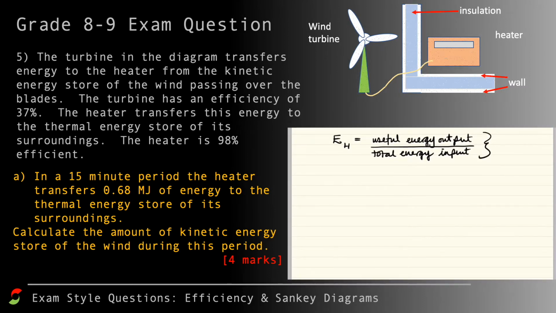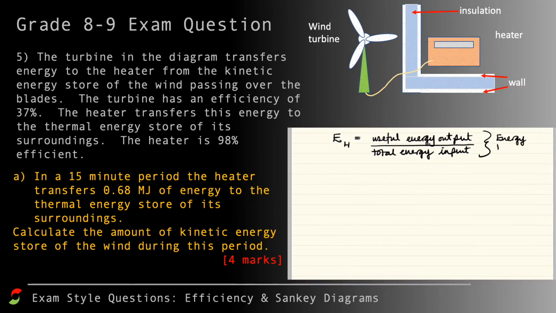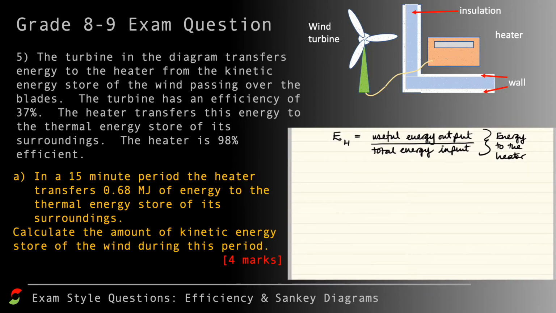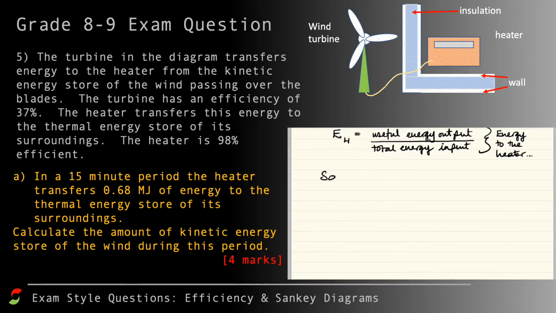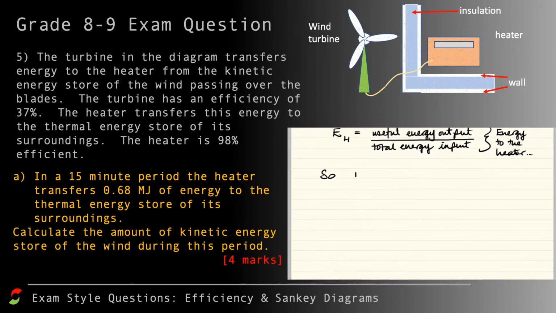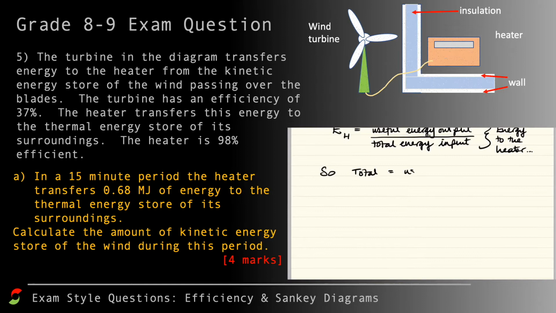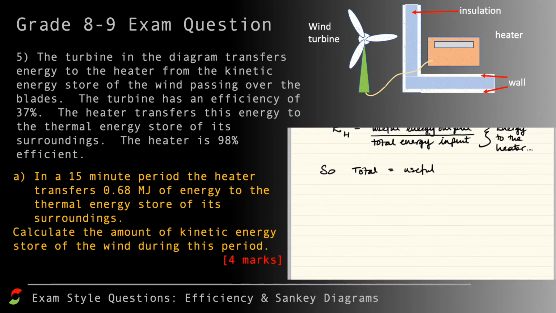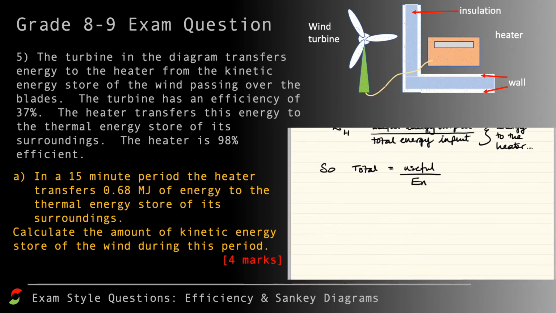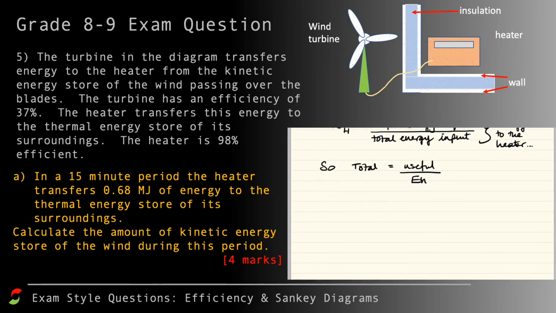So this is of the heater. So the efficiency of the heater is the useful energy output of the total energy input. And that's going to be the energy from the wind turbine to the heater. So we're just dealing with the heat for the moment. That's why I put an H there. So we can look at the total energy. I'm just going to use total for the moment to make it more useful. Is useful over the efficiency of the heater.